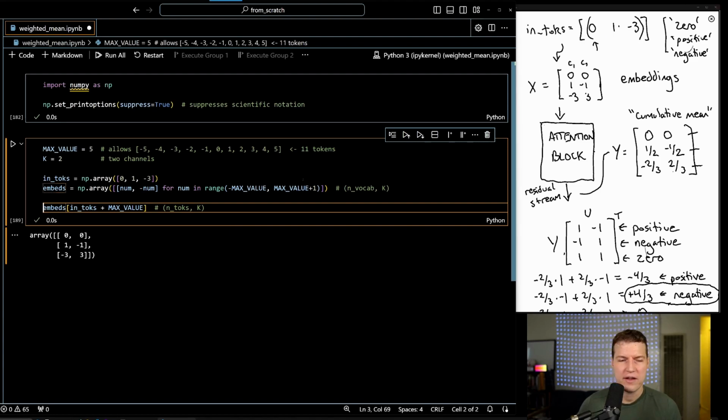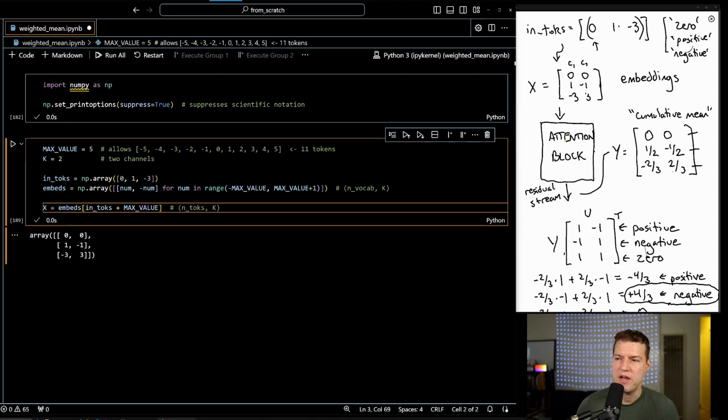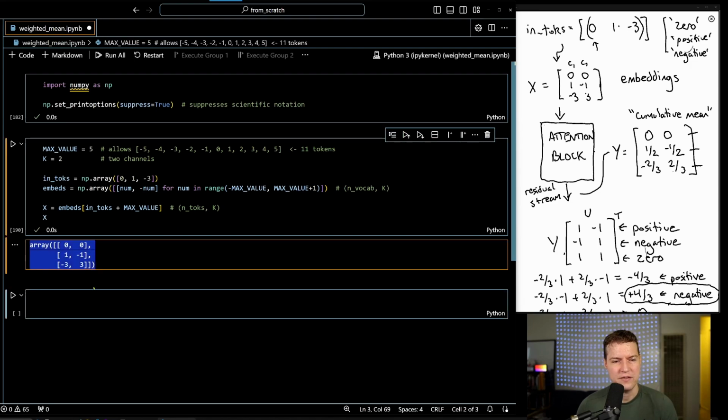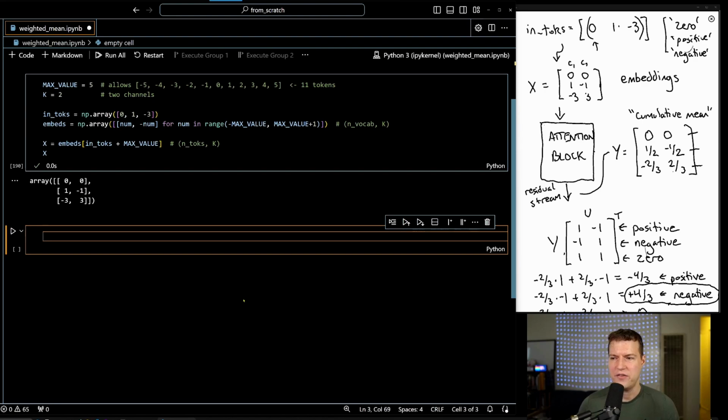All right, so I called this x up here. X is sort of the input to our model. This is the beginning of our residual stream. Our residual stream is going to enter the attention block now, so we're going to have to code that up next. I'm going to leave x sitting here so that we can see it. All right, so now let's code up attention.